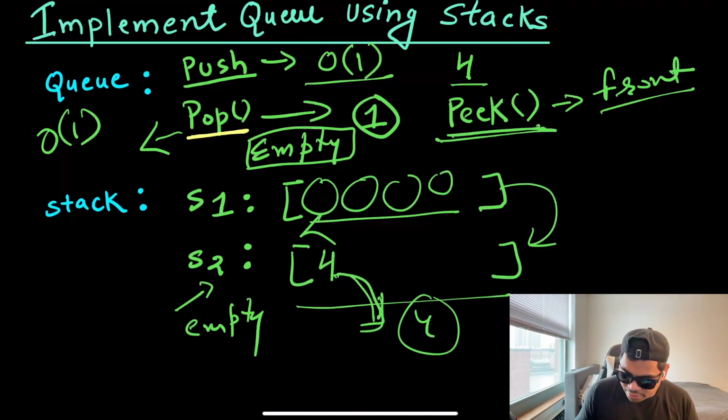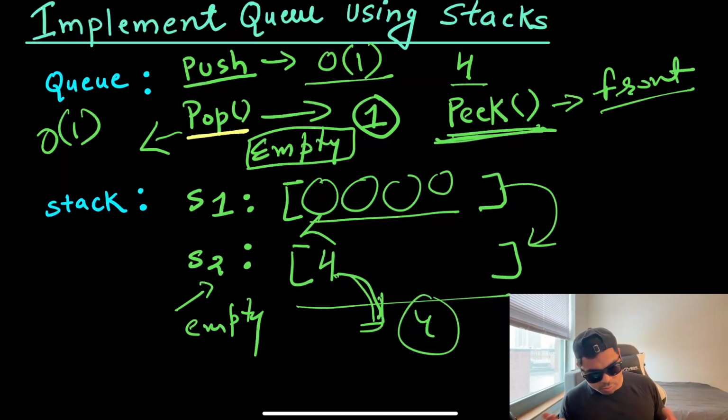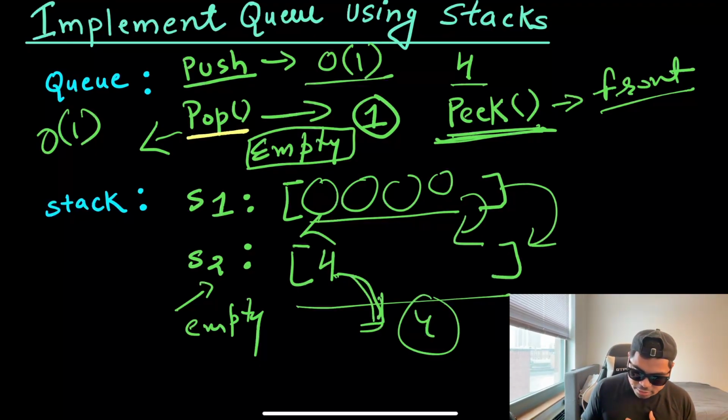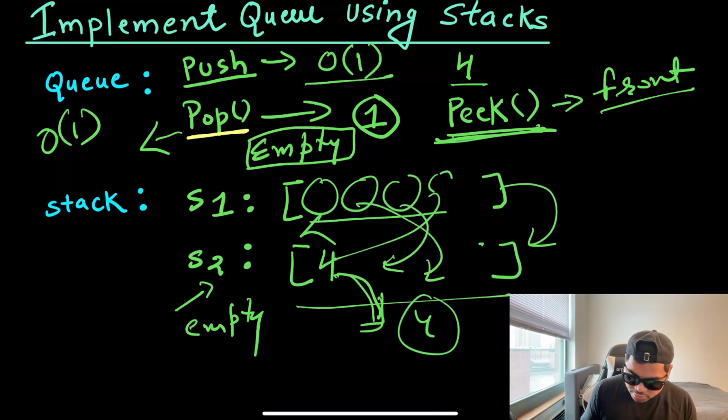Then peek could also be the same: if my S2 is empty and I had to peek, I would have to take all the elements one by one and push them to my S2 one by one in this order, and then I will have to peek this element.